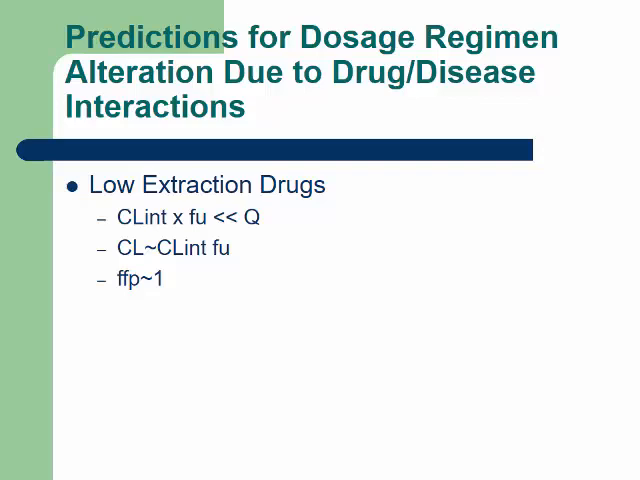Okay, guys, now we've finally gotten to the reason that we're doing all of this, which is to be able to predict what we need to do to change our dosing regimen when presented with drug and disease interactions. So when drugs and diseases cause problems with the pharmacokinetics of our drug, we want to be able to predict what we need to do to react. So that's what all of this has been about.